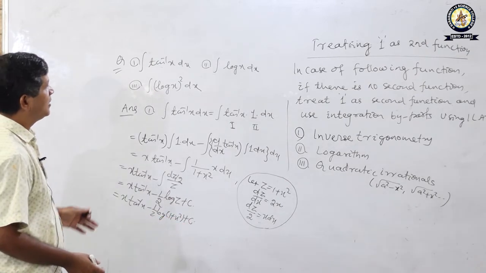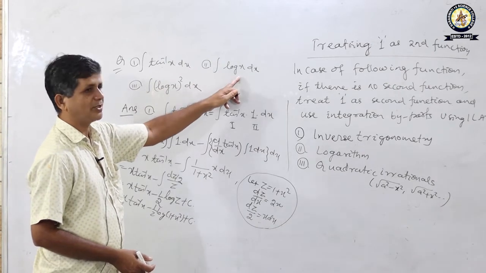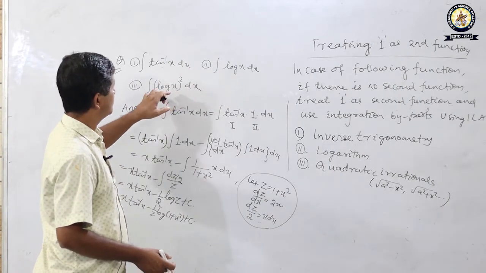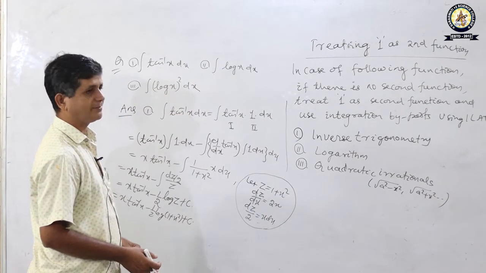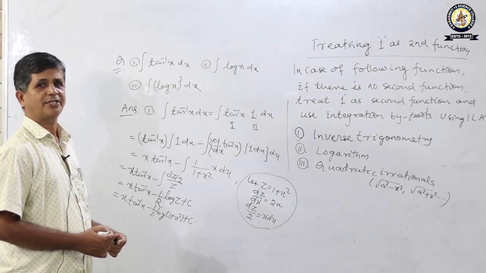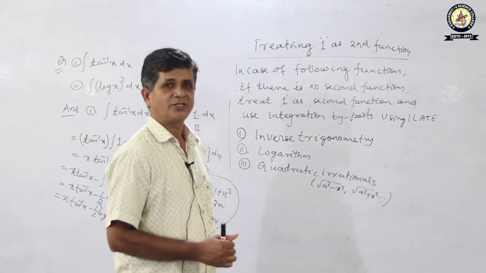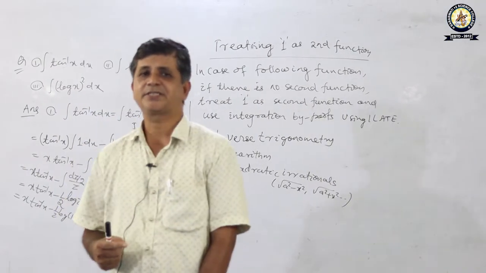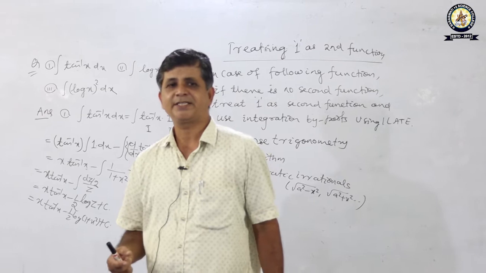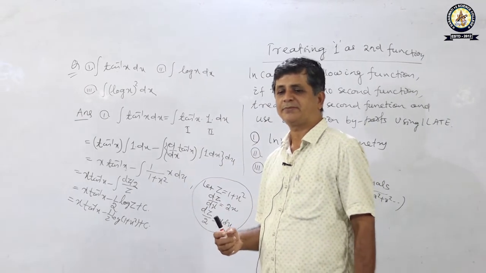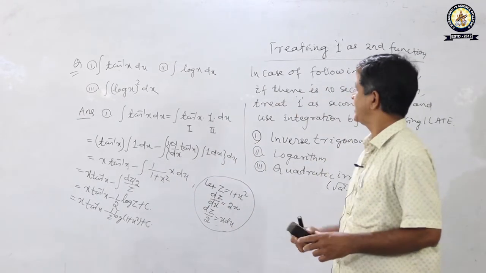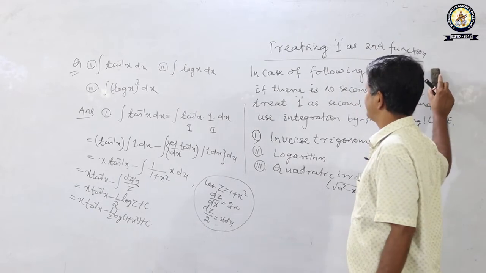Similarly, you can integrate log x. Here 1 is the second function, and here log x whole square is the first function and 1 is the second function. You can use the integration thereafter. This is the case when, in case of a single function, the second function will be taken as 1 and use the integration by parts rule.